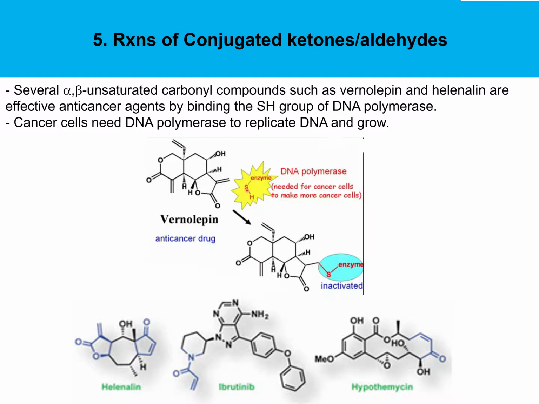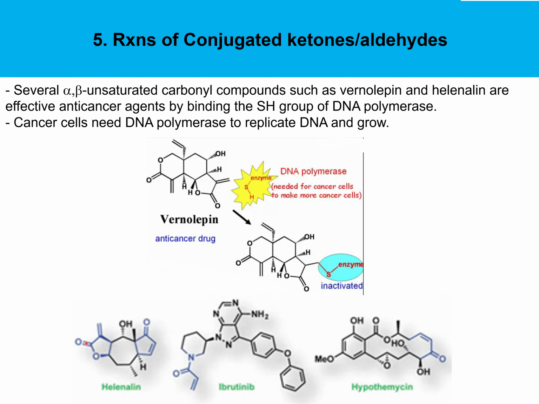However, if we throw in an anti-cancer drug such as this one here, that thiol group will add to the beta carbon of this alpha-beta unsaturated carbonyl and be linked to it and therefore be inactive. So DNA polymerase will no longer be able to help cancer cells replicate. There are a few more examples shown here of other alpha-beta unsaturated carbonyl drugs that are anti-cancerous through the same mechanism.